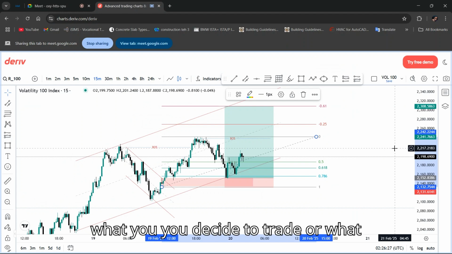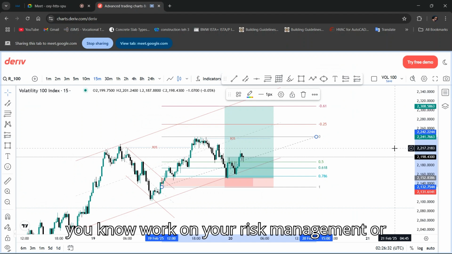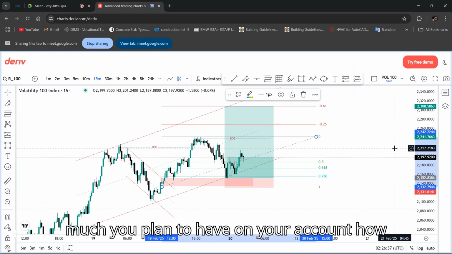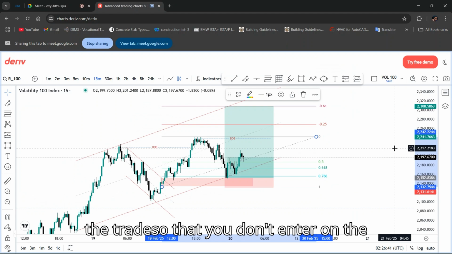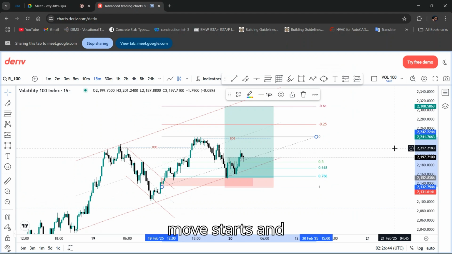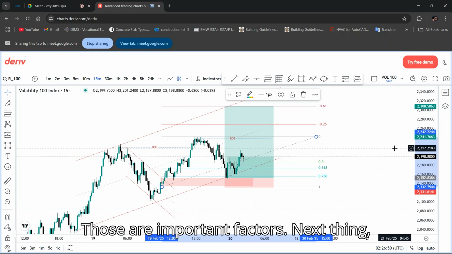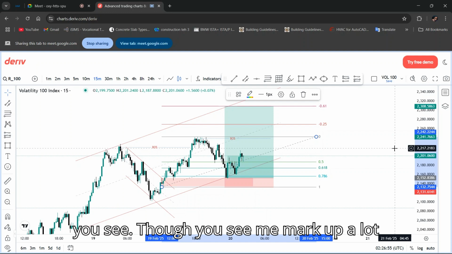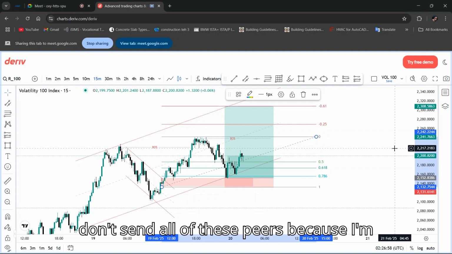So depending on what you decide to trade or what period you decide to focus on, you have to calculate your risk management of how much you plan to have on your account, how much position you're going to enter for the trade, so that you don't enter the trade and get knocked out before the actual move starts, and also the amount you plan to risk. Those are important factors. Next thing, you don't want to trade every pair that you see. Though you see me mark up a lot of pairs and send in the group, I don't send all of these pairs because I'm trading them.